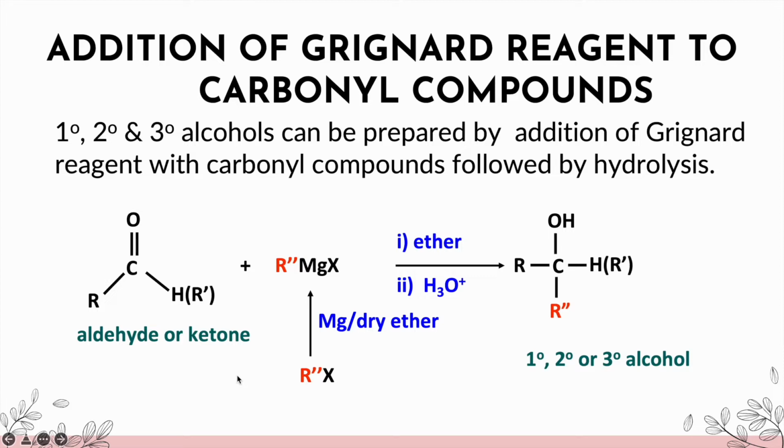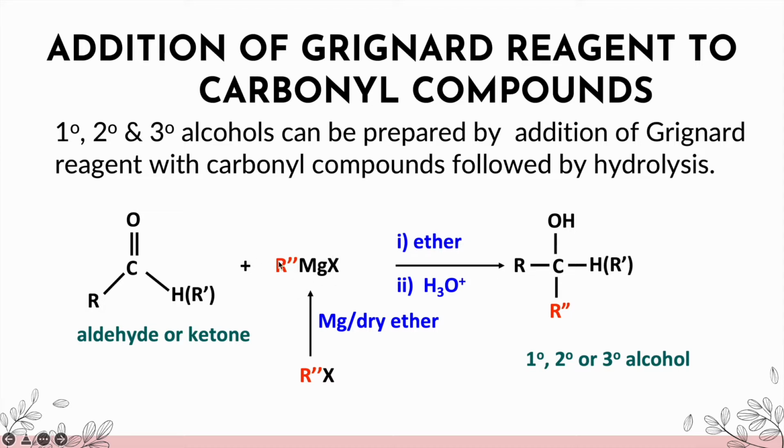Next, the final way to prepare alcohol is addition of Grignard reagent to carbonyl compounds. Primary, secondary, and tertiary alcohols can be prepared by addition of Grignard reagent with carbonyl compounds followed by hydrolysis. So you have to know you want to prepare primary, secondary, or tertiary, because the way in preparing different classes of alcohols are different. Okay, so we have aldehyde or ketone, it depends on the class of alcohol that you want to produce.